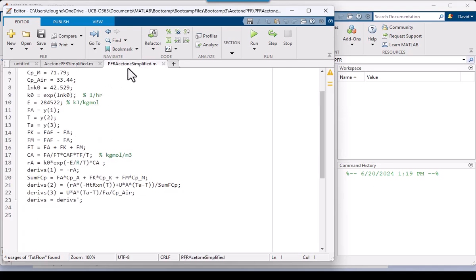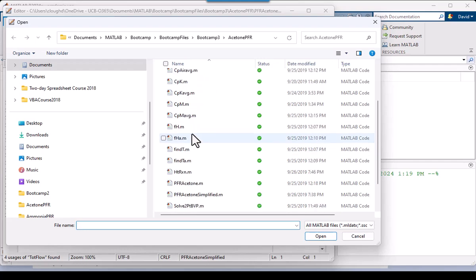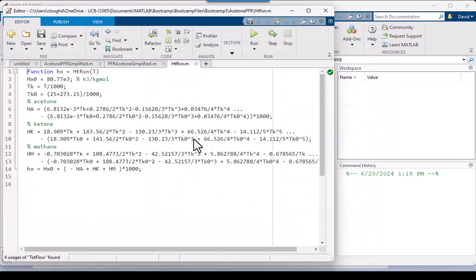Let me go back to that for a moment. You'll notice that we have a function here for heat of reaction. So let's open that up and take a look at it. And this just computes the heat of reaction, taking the temperature, converting it over to kelvins, and then dividing by 1000.